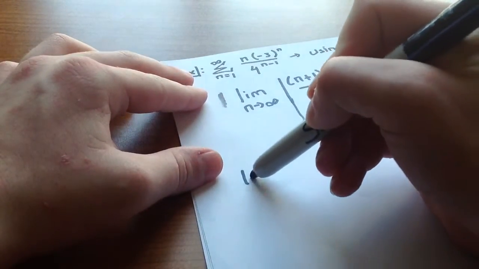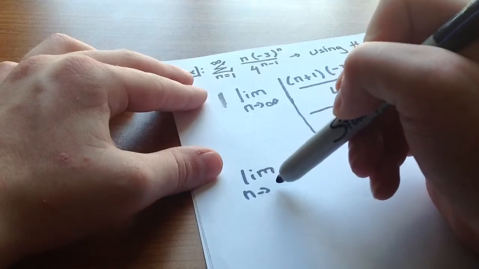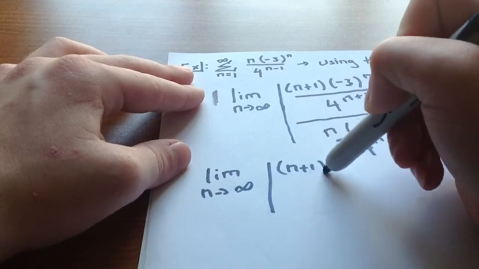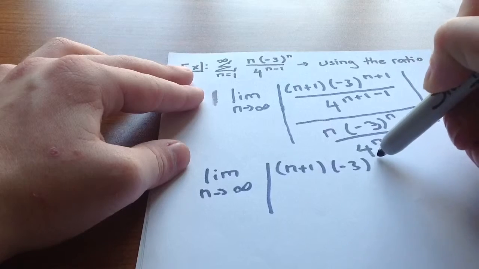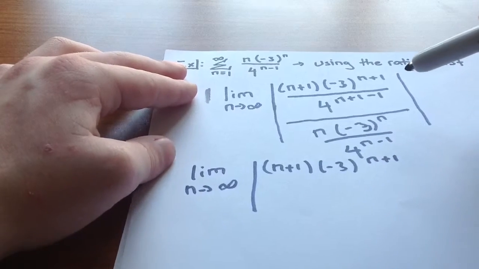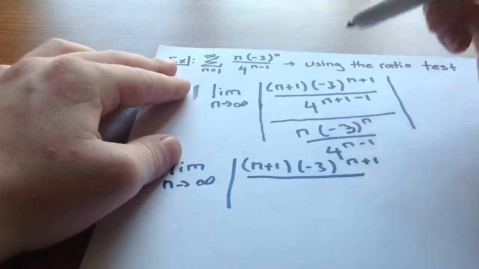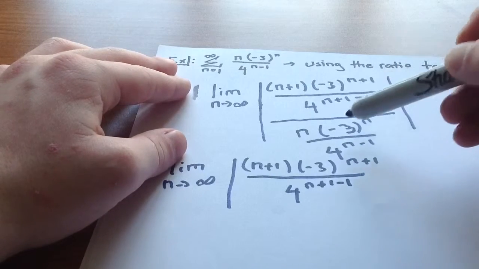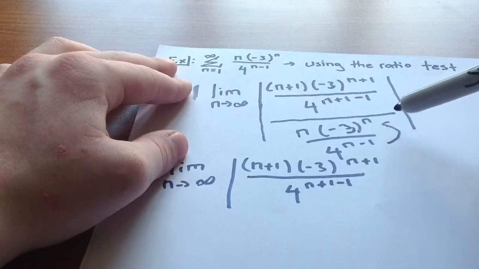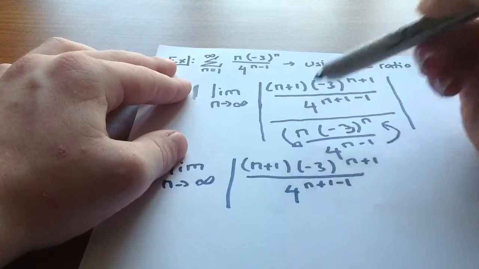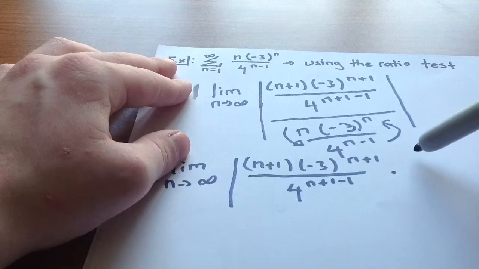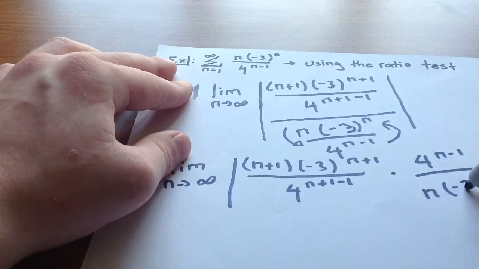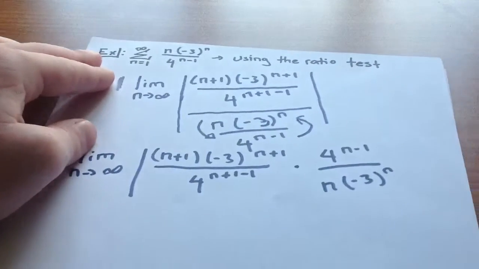We're going to take the limit as n approaches infinity of the absolute value of n plus 1 times negative 3 to the power n plus 1, and I'm going to divide that by 4 to the power n plus 1 minus 1. This is the same as multiplying by the reciprocal, so we would flip this equation, and we would get times 4 to the power n minus 1 divided by n times negative 3 to the power n.